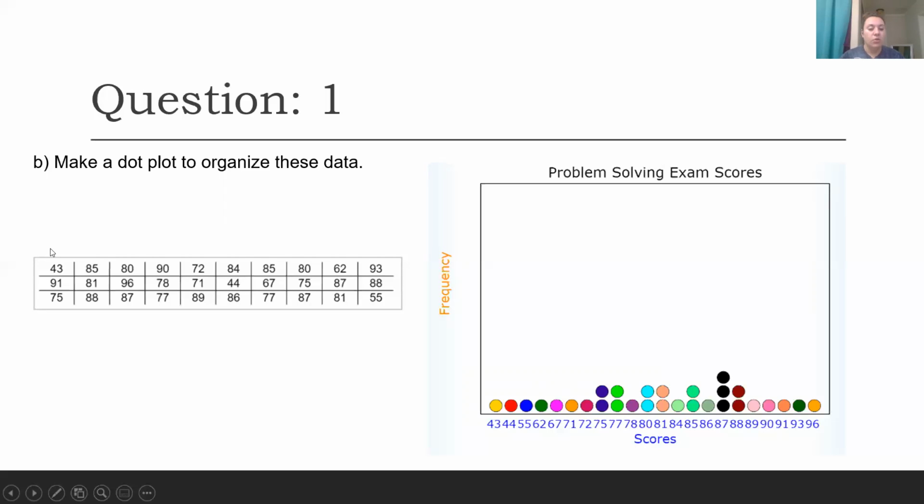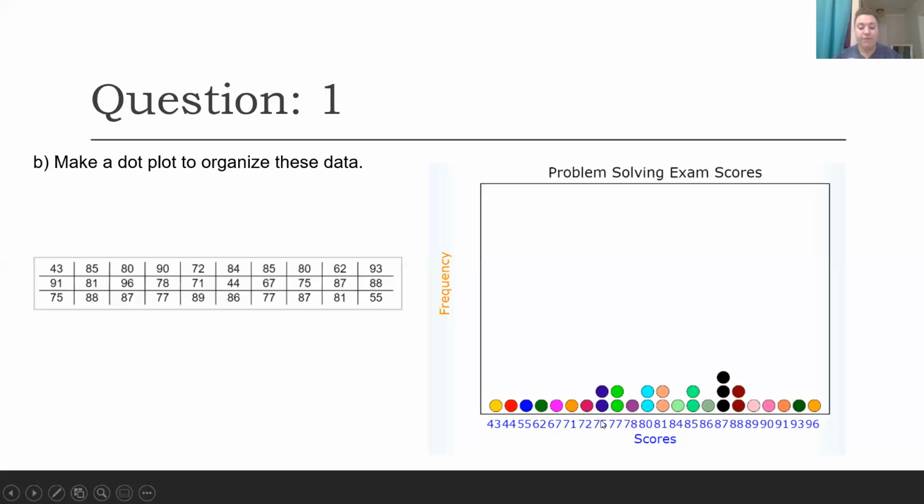So if you look here, our first one was a 43. So I went through and I checked all of our finals, and there was only one student that made a 43, so we get one dot there. If you go through, 44 had one dot. And then it kind of goes up from there. We didn't have anybody make a 45 through 54. So we went straight to 55. One person made a 55, and then you go up to 62. Only one person made a 62, and so on and so forth.